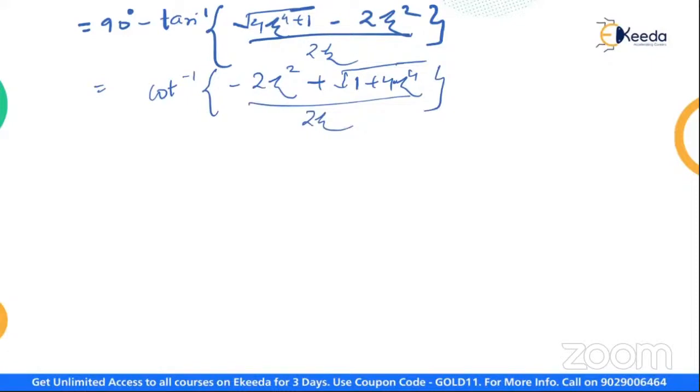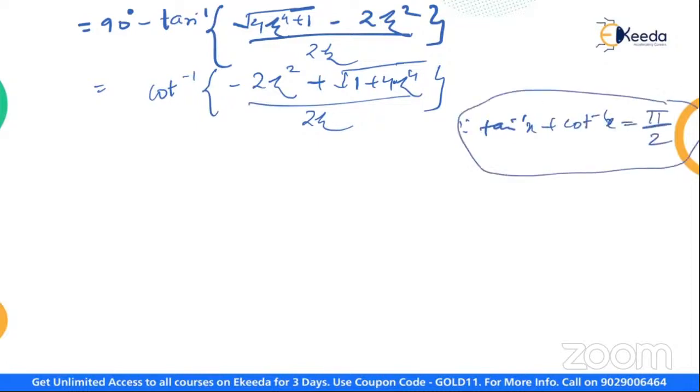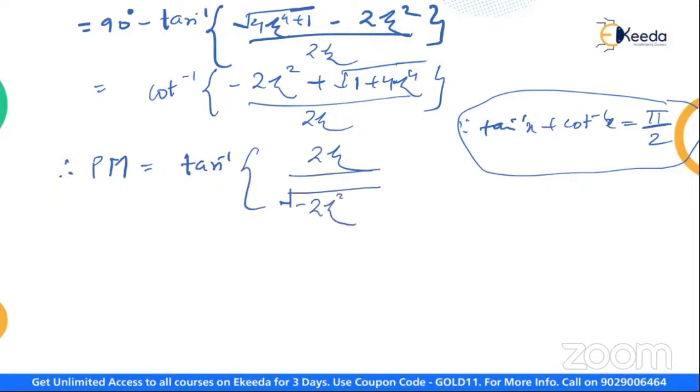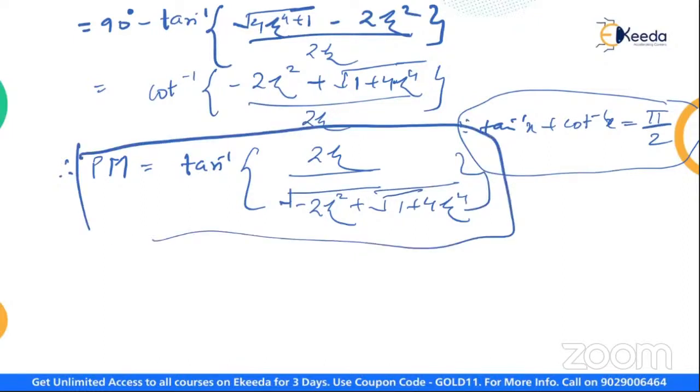Now, since we know that tan inverse of x plus cot inverse of x equal to pi by 2. Remember this. This is what we had learned in school level mathematics. Anyways, what is your PM from here? You get PM to be equal to tan inverse of 2 zeta upon minus 2 zeta square plus under root of 1 plus 4 zeta to the power 4. Correct or not? This is your PM. Problem solved.